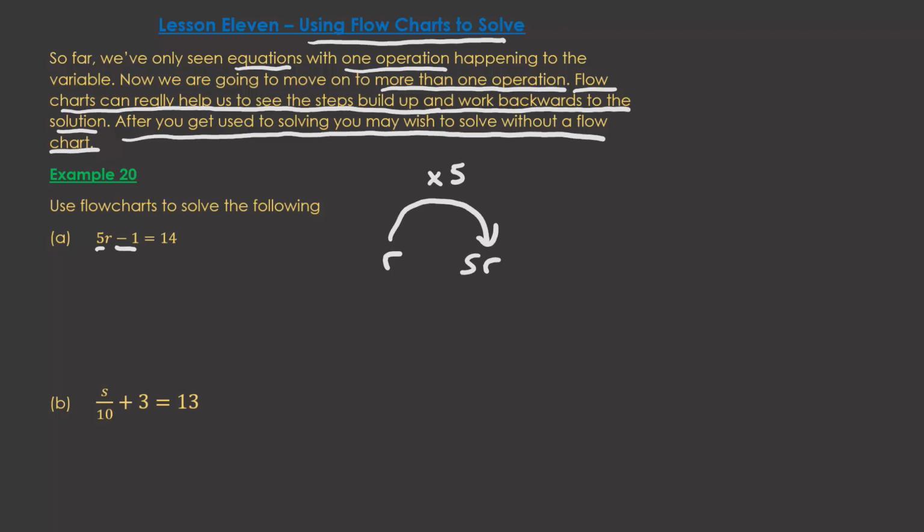The next thing that happens is that we subtract 1. When we've done that, we've got 5r take away 1. So we've now done a process which we call building. So we've built the expression.